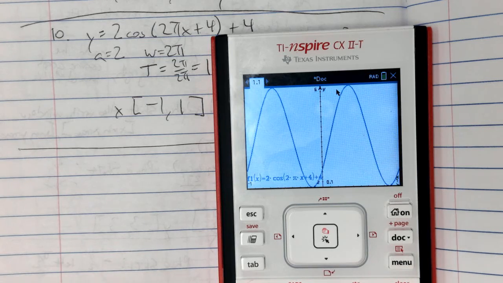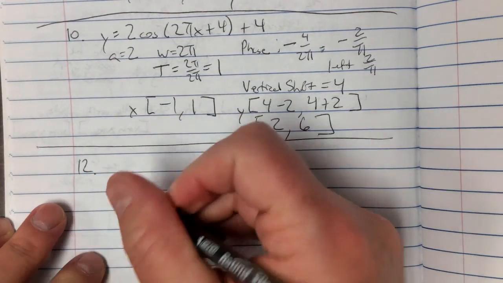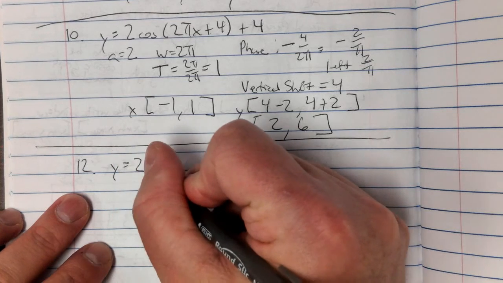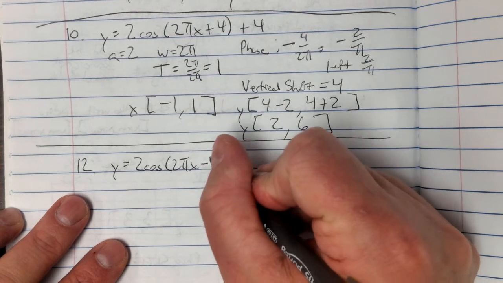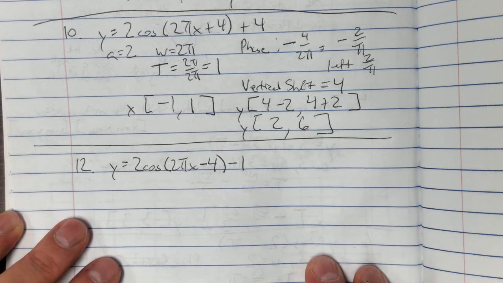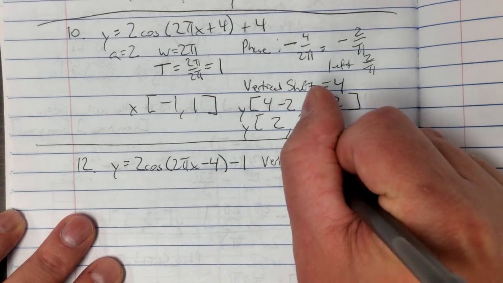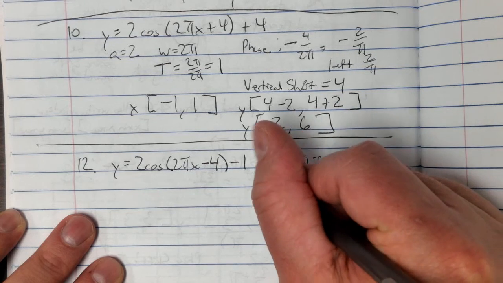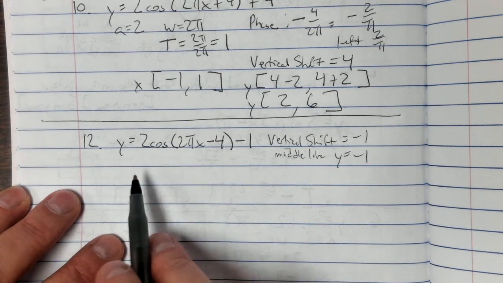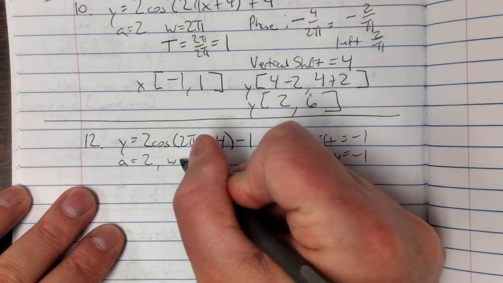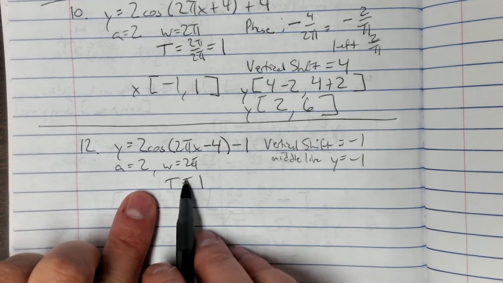Okay, we'll do one more for today, number 12. And this one is y equals 2 cosine of 2 pi x, so pretty much like the previous one, but this time we have a minus 4 and a minus 1. So again, our vertical shift is minus 1, which means your middle line is y equals negative 1. Okay, these other things would be the same. You'd have A is 2, w is 2 pi, period is 1. So all of those were the same as number 10.